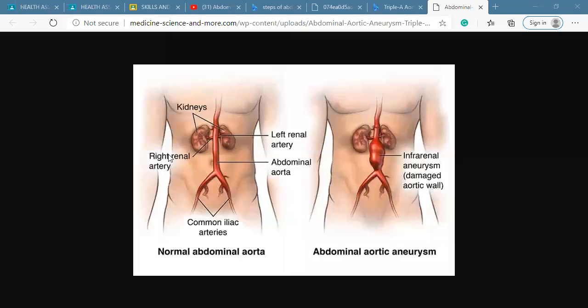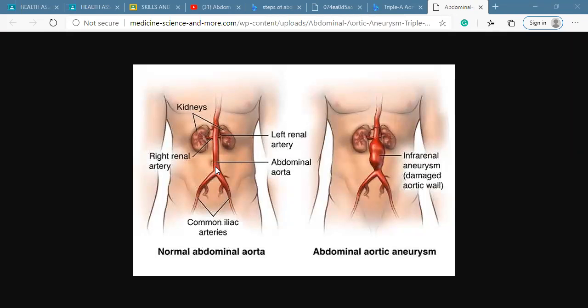I told in picture number 1, showing the normal abdominal aorta, the abdominal aorta continues from the thoracic aorta, and thoracic aorta is the part of the arch of aorta, which originates from the heart. But the abdominal aorta normally looks like this. This is the artery. Artery has a wall.